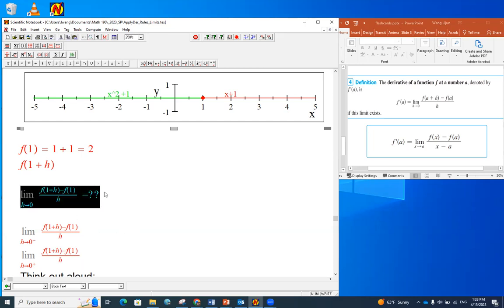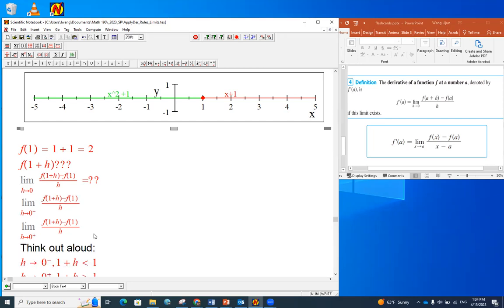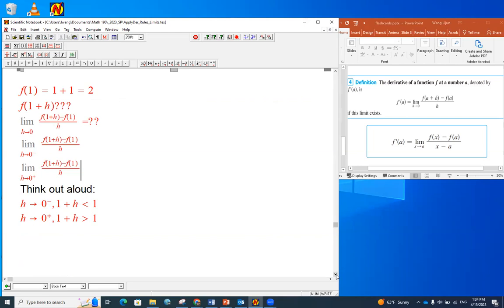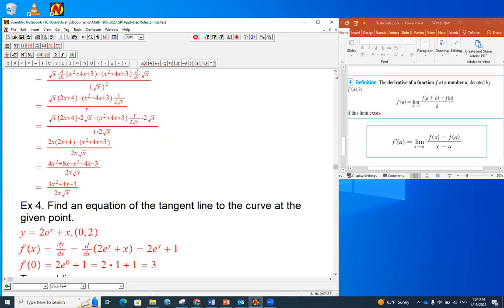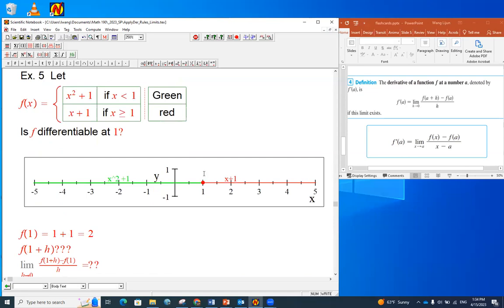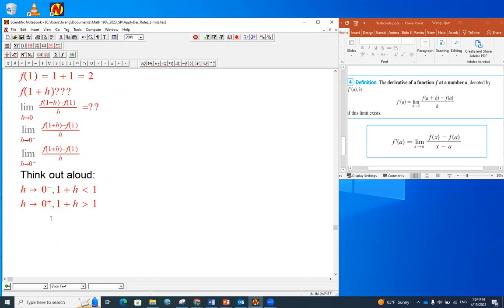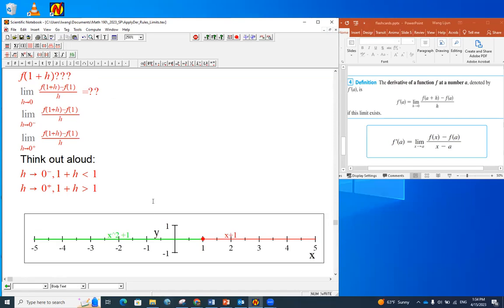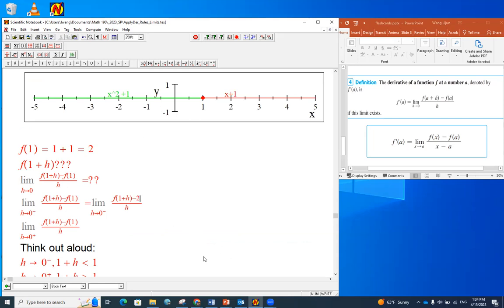Right? So to answer this question, this is questionable, right? We have to assess these limits. Okay, so thinking out loud is also included. And we want to bring this little picture closer to us, so we can carry out the work. So when h is approaching 0 from smaller than 0, f of 1, we already know what it is. It equals 2.